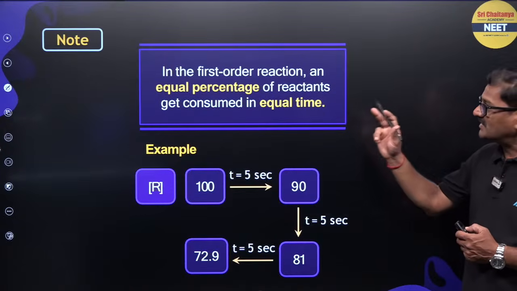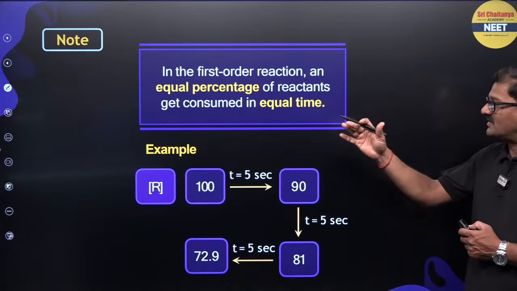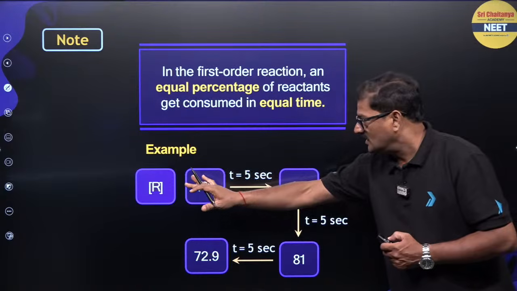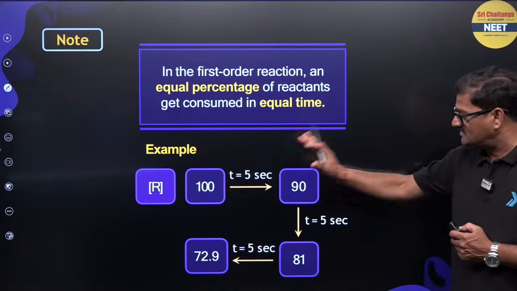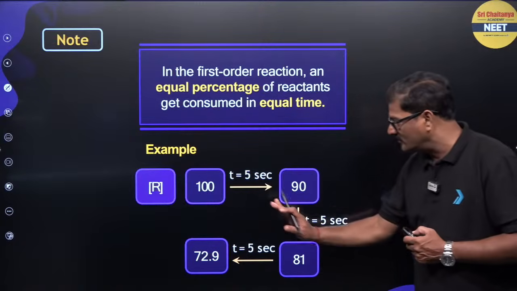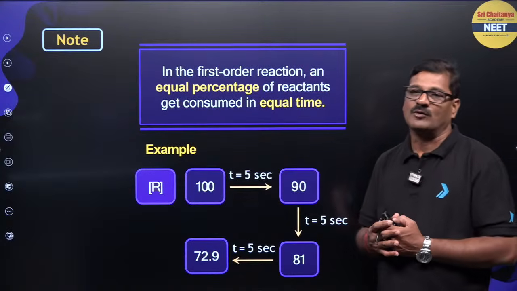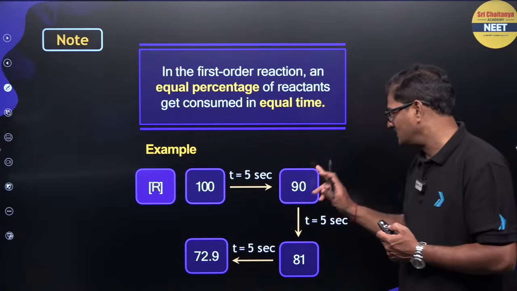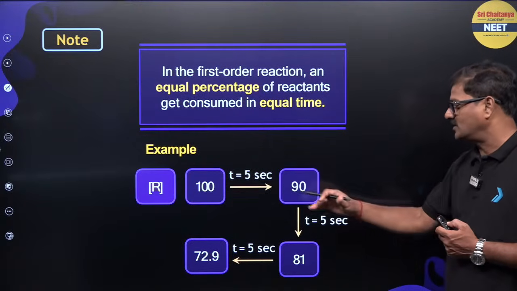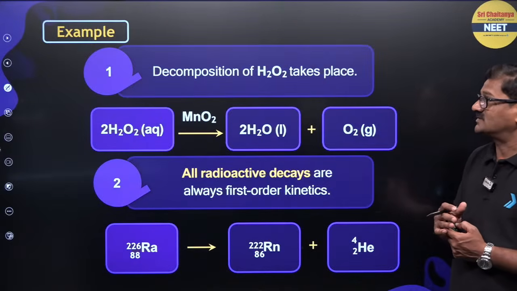And in the first order reaction, there are certain things you need to know. Equal percentage of reactants get consumed in equal time. Then you can say reactant 100 becomes 90 in 5 seconds, and 90 becomes 81 in 5 seconds, 81 becomes 72.9 in 5 seconds. Total 15 seconds में 72.9 ही होगा. This is the first, second half life. Okay, 10% उसमें 81 and 72.9. Even for this half life से आप निकाल सकते.